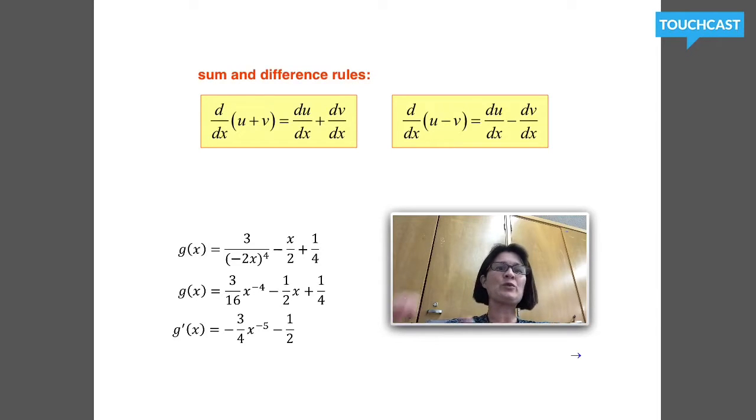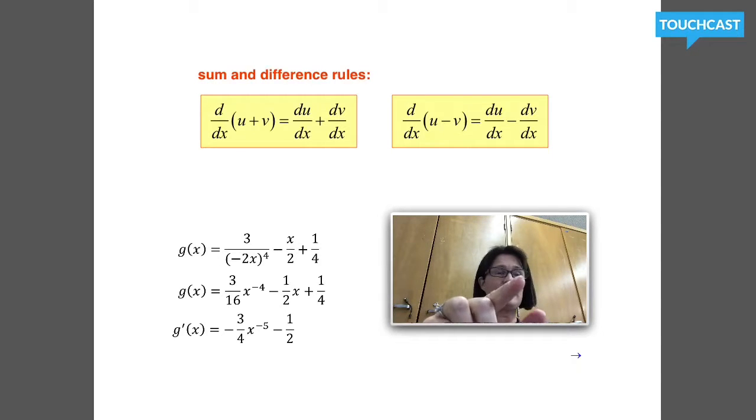All right, I got this next one. If g of x is 3 over the quantity negative 2x all raised to the fourth, minus x divided by 2 plus 1/4. That looks way more complicated. But you can use algebra to simplify this expression, to rewrite it so it looks like the sum and difference of a bunch of different multiples of x raised to an exponent, and then we're going to be able to take the derivative. So first step, I'm going to rewrite this.